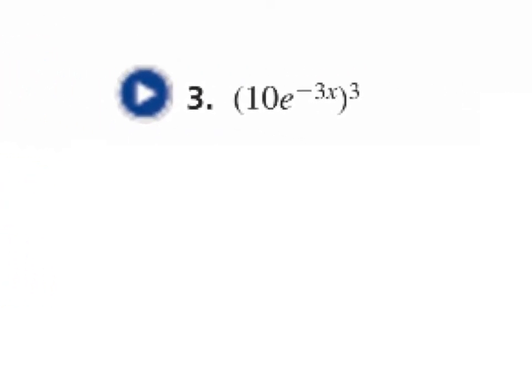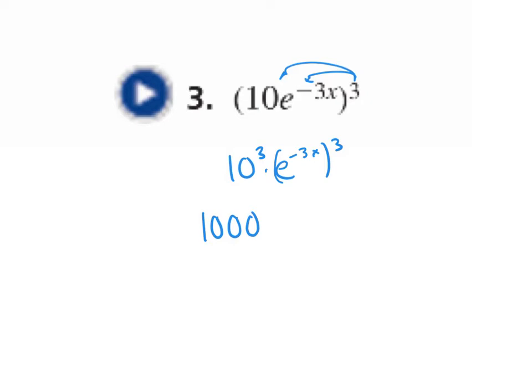Okay, next. What do we do here? Distribute the cube to both things on the inside, so it's 10 cubed times e to the power of negative 3x cubed. So what's 10 cubed? 1,000. Perfect. And then what's e to the power of negative 3x cubed? Remember, we just multiply these. So when you have a power raised to a power, you multiply them together. So it'd be e to the power of negative 9x.